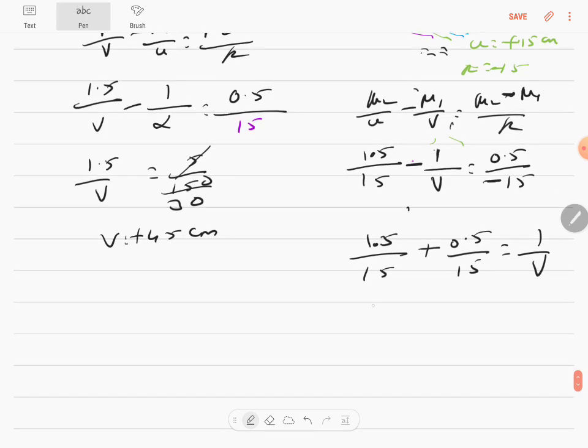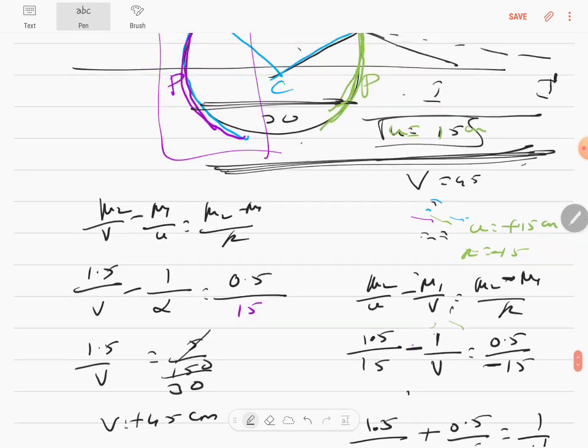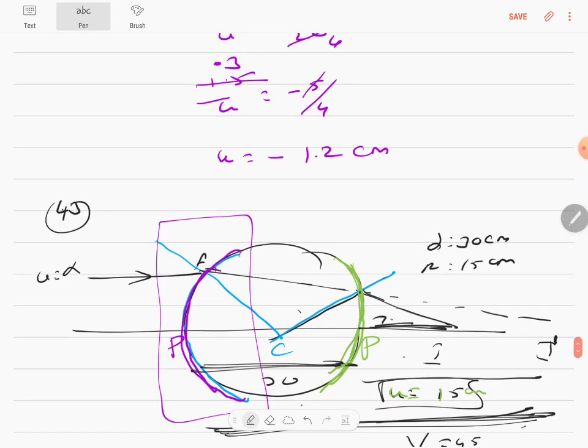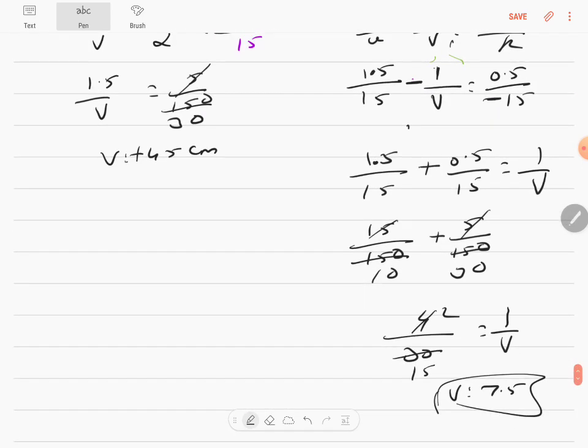Let's multiply the numerator and denominator by 10: plus 5 by 150. 15 tens are 150. 5 3s are 15, correct? So the LCM will be 30. 3 plus 1, 4. So this will be 2 by 15. So v is equal to 7.5. It's positive, and 7.5 shows that this distance is 7.5 centimeter. And that's where it's going to cross the axis. Very beautiful sum. It's from the sample paper in the year 1998. It's a very old paper, but still you get to understand how to do these kinds of sums.